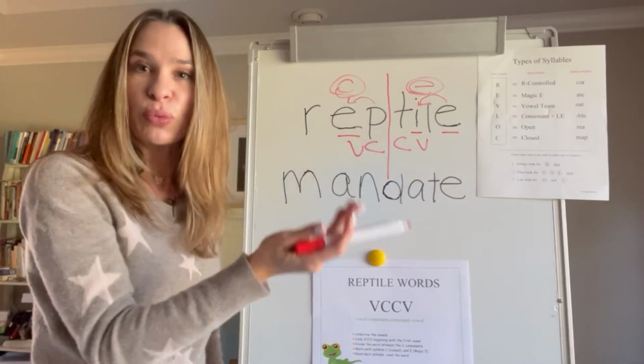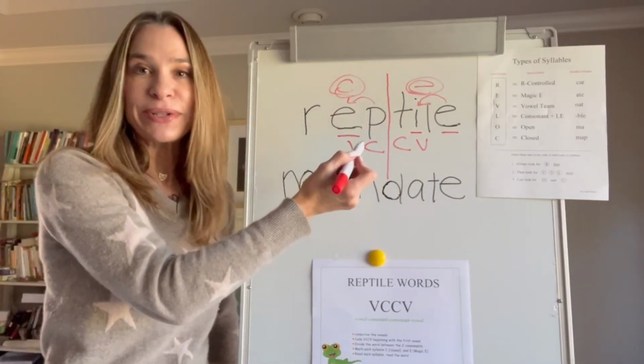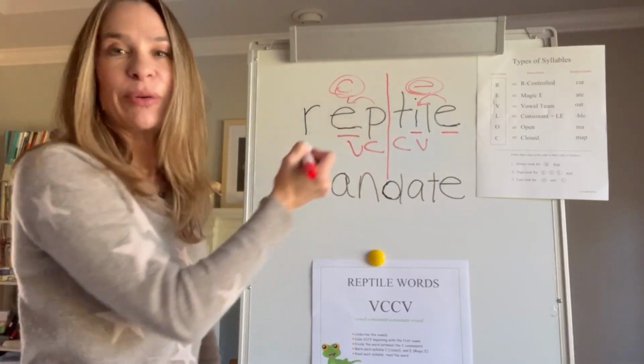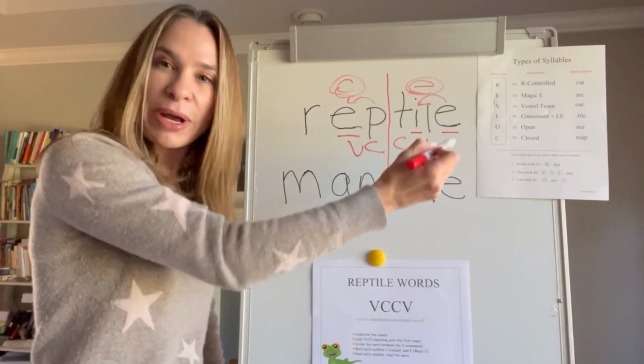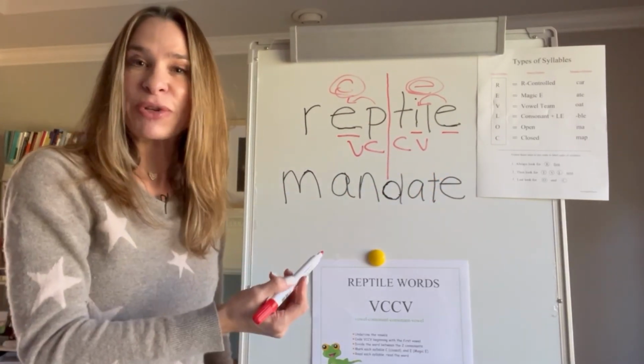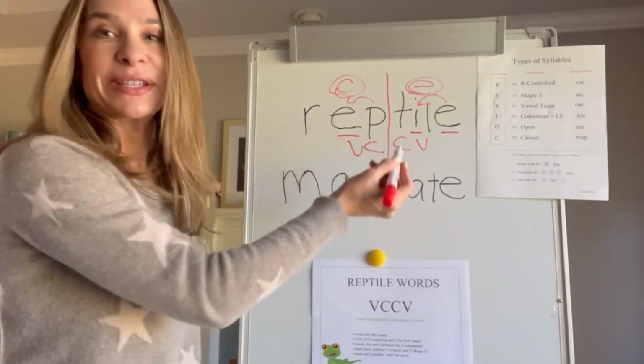Now, according to the rules of pronouncing a closed syllable and a magic E syllable, it will be reptile. So your student just read reptile. Let's do it again. And that's step 5.